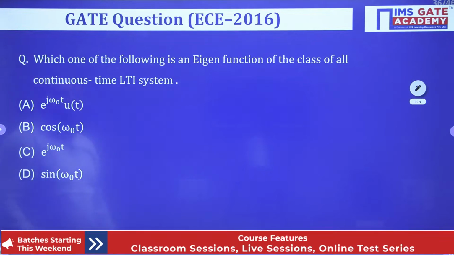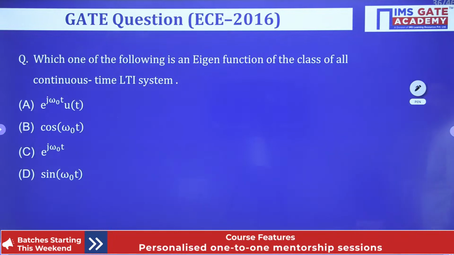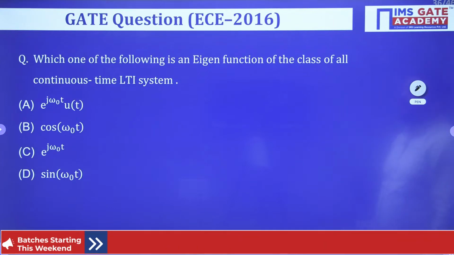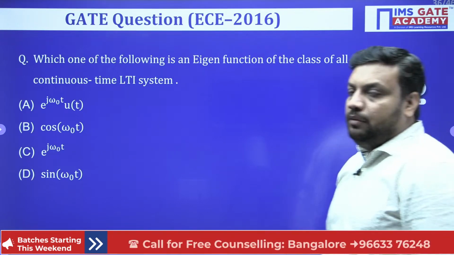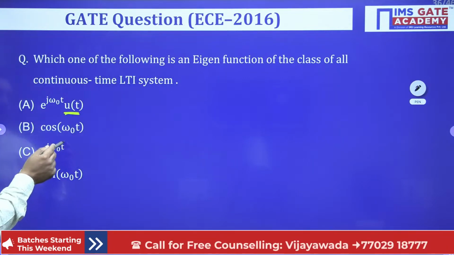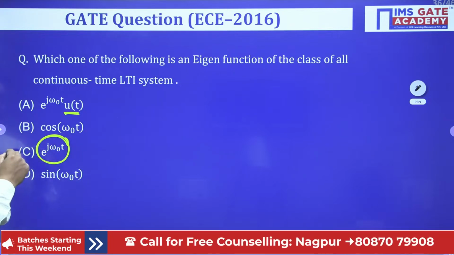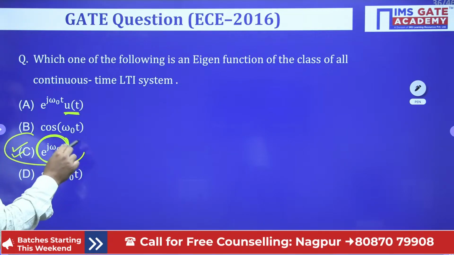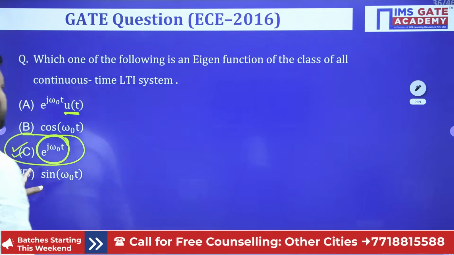Fatafat. Which of the following is an eigenfunction of the class of all continuous time LTI systems? Come on, guys. Simply, sir, e to the power j omega 0 t u(t), not u(t) is required, only e to the power j omega 0 t should be there. So earlier I took option A can be 1. Correct answer is option number C. So e to the power j omega 0 t is my final answer, which is working as an eigen signal for the same.